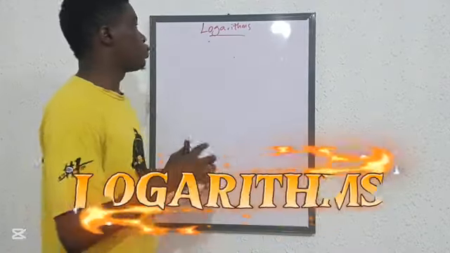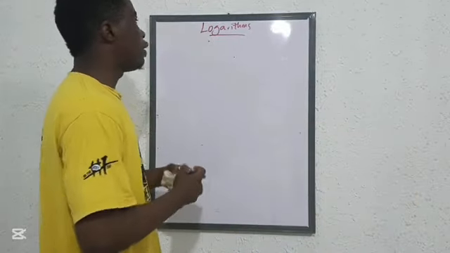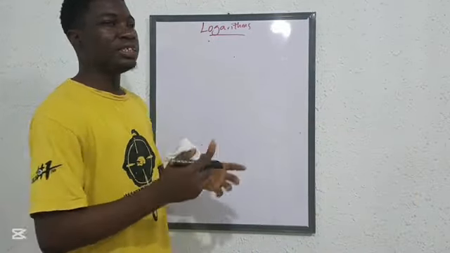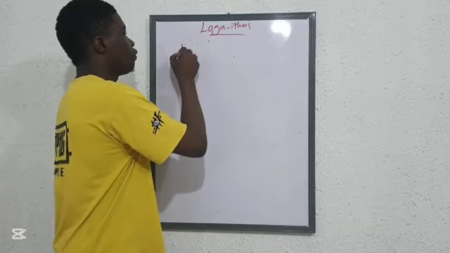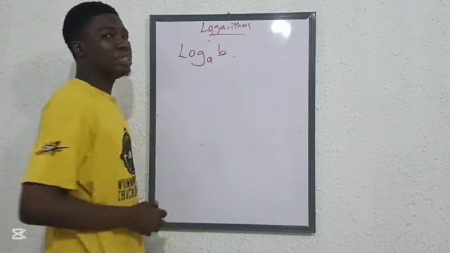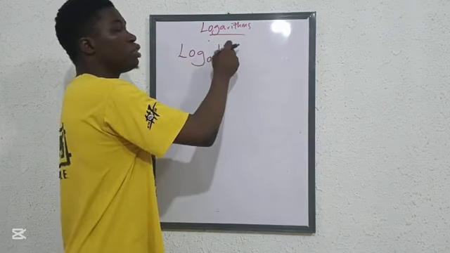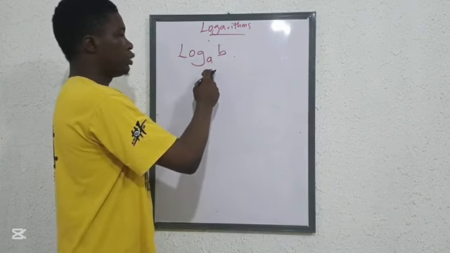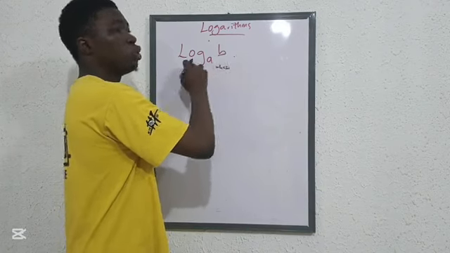Today we'll be talking about logarithms. When we did indices, it's actually similar. But now a logarithm will look something like this: log b base a. That's how you pronounce it. You always have the logarithm of a number and the base. This is called the base, and this is the logarithm of the number.